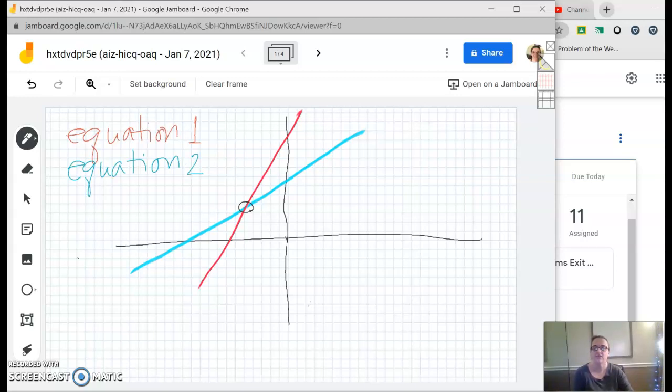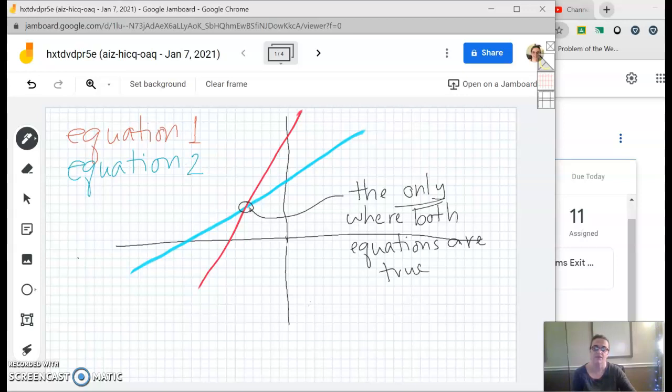Now, what makes the red line the solution to equation 1 is the fact that any point on that line makes the equation true. Any point on the blue line makes the blue equation true. But this point where they cross is special. It's very important. It's the only point on the whole graph where both equations are true. The point where they intersect is the place where both lines have the same values, so both equations are true. And that is what we call the solution to a system of equations.